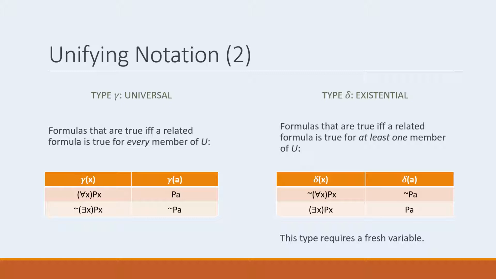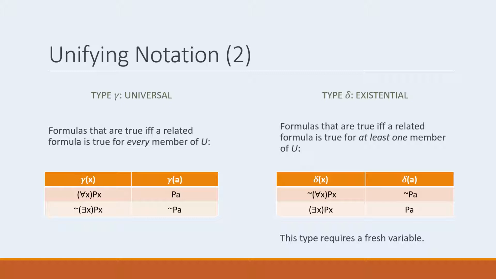There are two types of quantified statements. Universal statements, type gamma, are formulas that are true if and only if a related formula is true for every member of a universe. So that's the regular universal quantifier for all x p of x, which is true if and only if p of a is true for every a in U. And it's also true about the negation of the existential quantifier. Not there exists x p of x is true if and only if not p of a is true for every a in U. The last type of statement is an existentially quantified one, type delta.